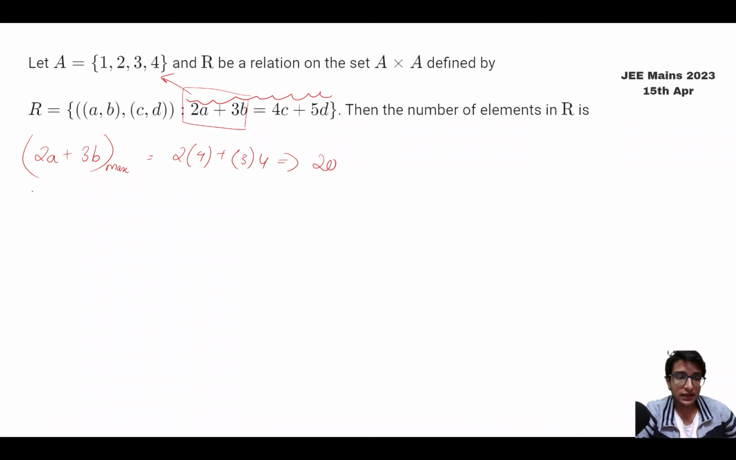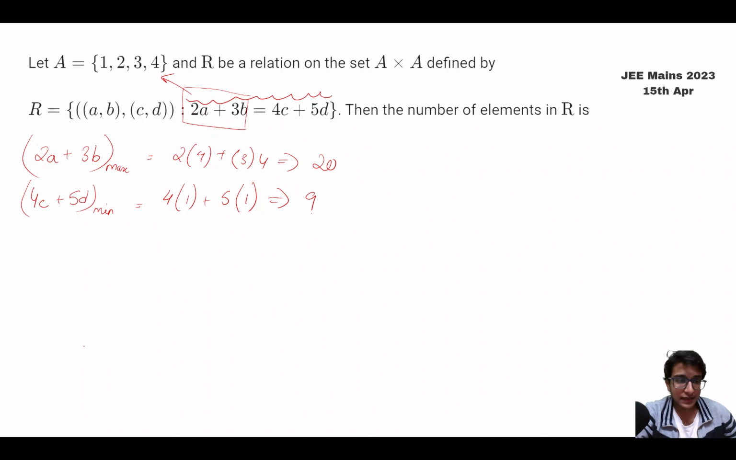And from the other side, since it has larger values, 4 and 5, I will take the minimum value from here. What is possible? I'll have to put 1 in place of c and 1 in place of d. I would get 9. That means the sum of 2a plus 3b and 4c plus 5d would range from 9 to 20. Now let me check what values are possible by doing hit and trial with 1, 2, 3 and 4.